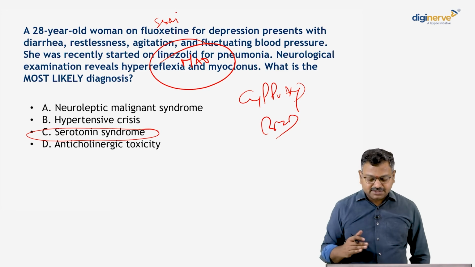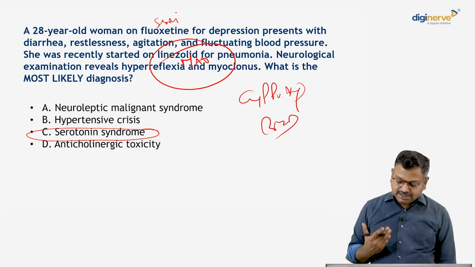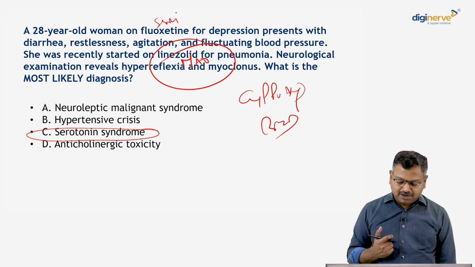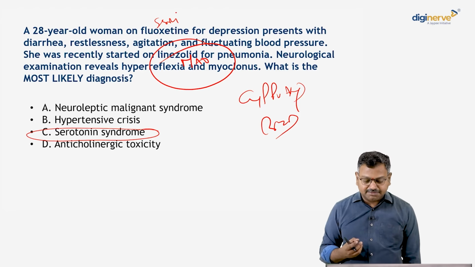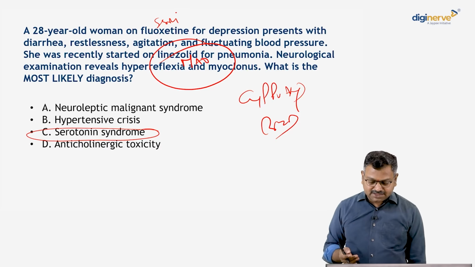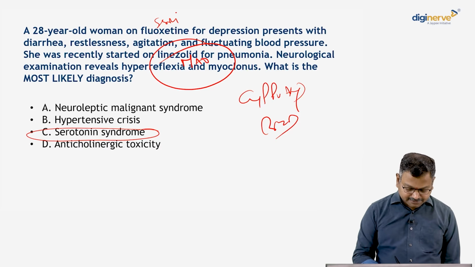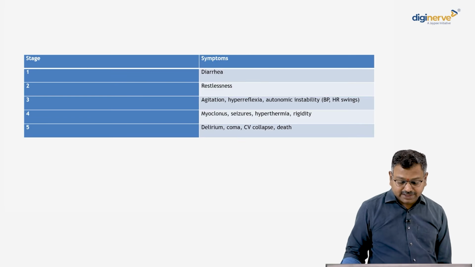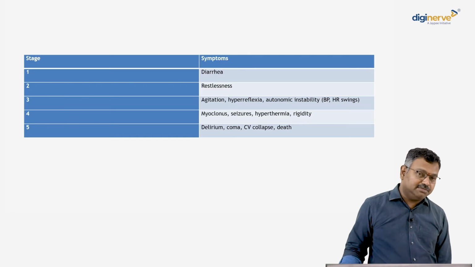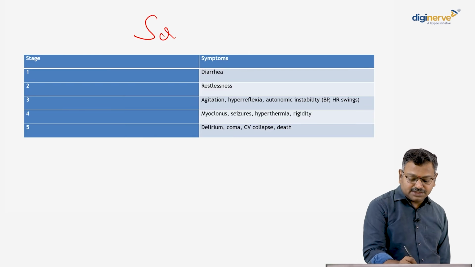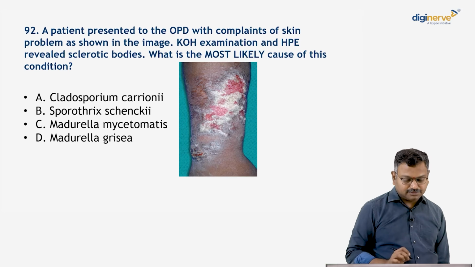NMS usually happens with rigidity, and it is triggered by dopamine antagonists. Hypertensive crisis can happen with MAO inhibitors, especially if they are taking tyramine food. Anticholinergic toxicity would not have diarrhea. They will have constipation and dry skin that you would see. So diarrhea, restlessness, agitation, hyperreflexia, mood swings, myoclonus, seizures, hypothermia, and later the patient will go into cardiovascular collapse. So these are the classical features of serotonin syndrome.